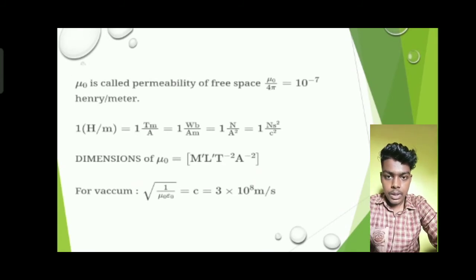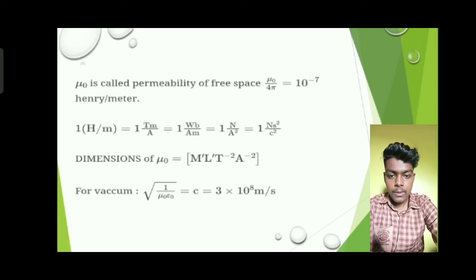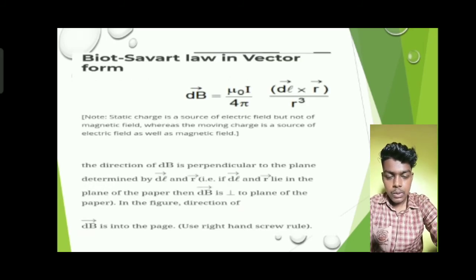Mu naught is called permeability of free space. Mu naught by 4 pi equals 10 to the power minus 7 Henry per meter. Dimensions of mu naught equal M L T to the power minus 2 A to the power minus 2. For vacuum, 1 over root of mu naught epsilon naught equals c equals 3 into 10 to the power 8 meter per second.